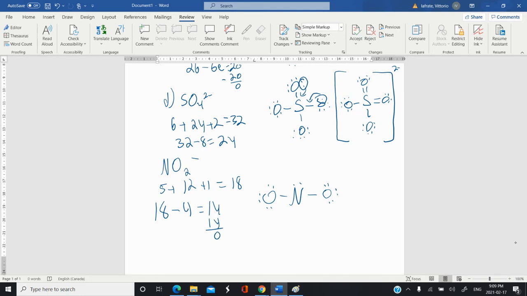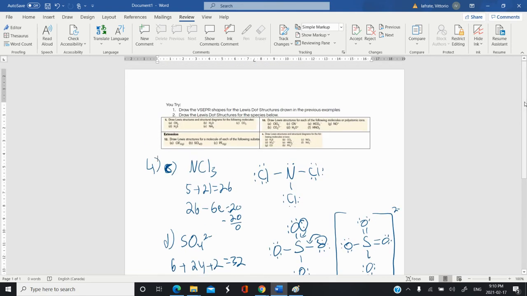Everything looks happy except for the nitrogen. It's missing 2 electrons. So we can make one of the oxygens decide to share. And we get a double bond, like that. And so our oxygens are happy and our nitrogen is happy now. And don't forget to put your charge of -1.